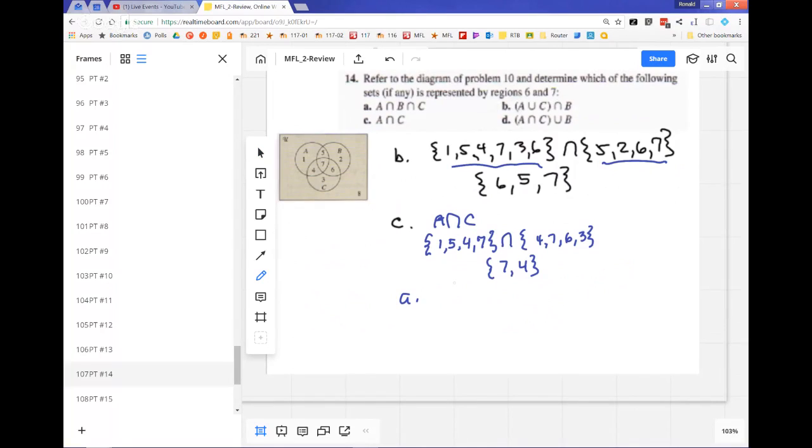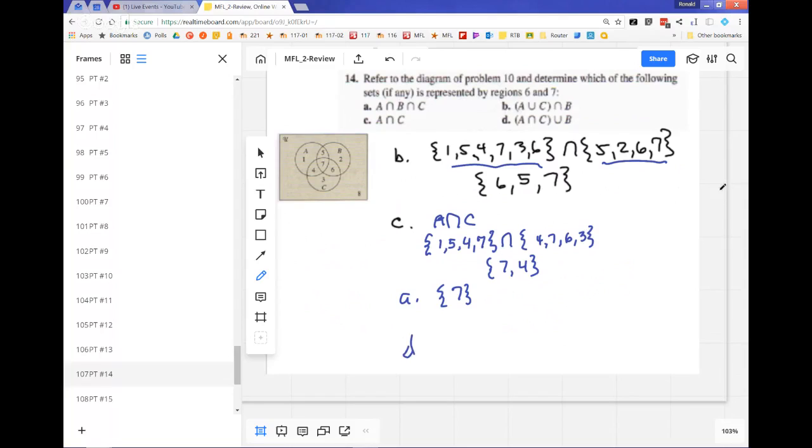So A is A intersect B intersect C. That just means where do all three overlap? Look at the picture. Where do all three circles overlap? In the middle. Which gives you what? Just region 7. Okay, is that our answer? No. So it looks like it's got to be D.